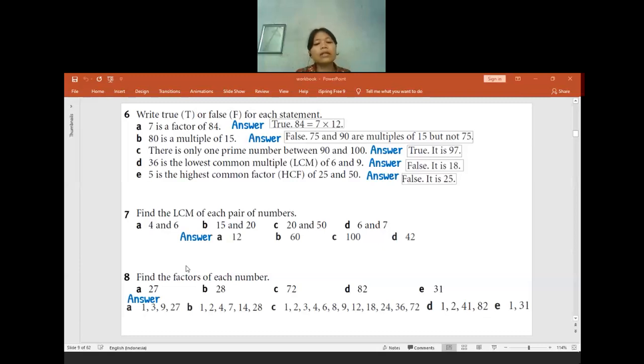In here, to find the LCM, you can make a list of the multiples of 4 and multiples of 6. You can make a list of them and then find the common one. So the lowest common multiple of 4 and 6 is 12. 15 and 20, the LCM is 60. 20 and 50, the LCM is 100. 6 and 7, the LCM is 42.